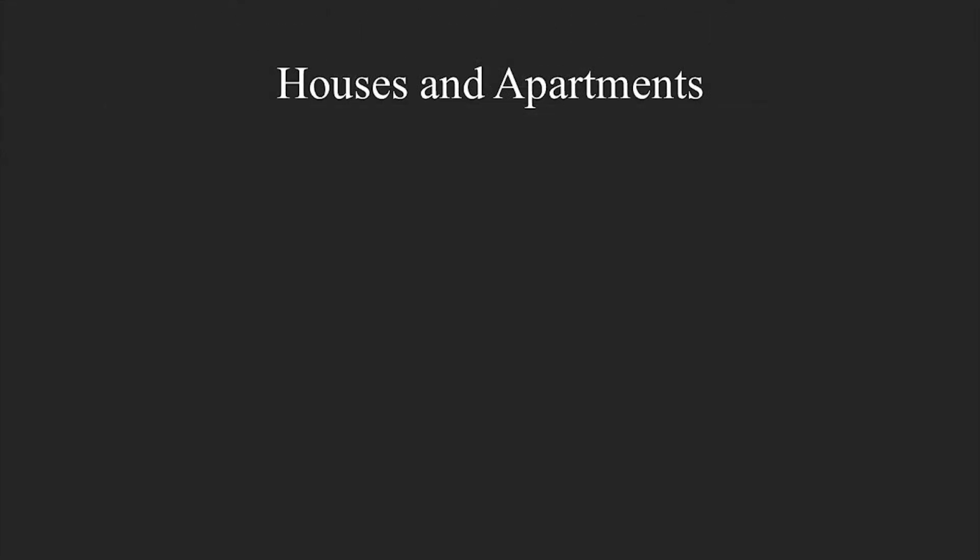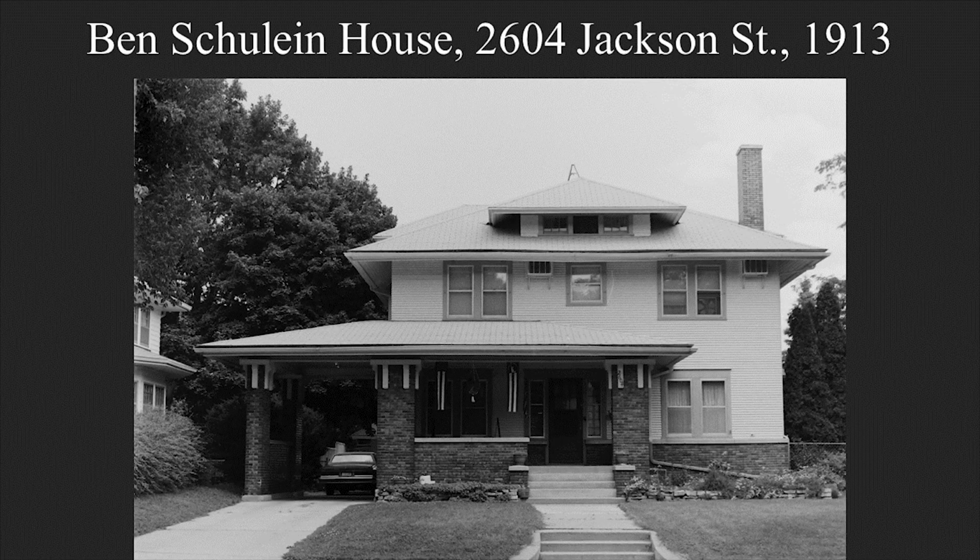I want to stay in the neighborhoods a little bit longer and talk about some houses and apartments being built in this era. This is the Ben Schuline House at 2604 Jackson Street, built in 1913. Now this house was built by renowned Sioux City architect William Steele, who practiced largely in the Prairie School of Architecture. Now Prairie School is epitomized by its emphasis on horizontal, or fitting in with the prairie. You can see how that's exemplified in this house by the low-pitched roofs and the massive porch columns. This is just one Prairie School house we're going to look at.